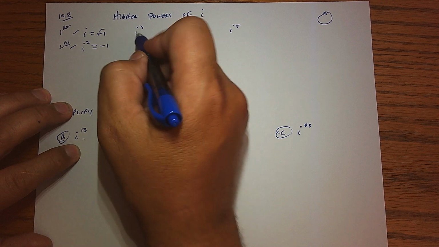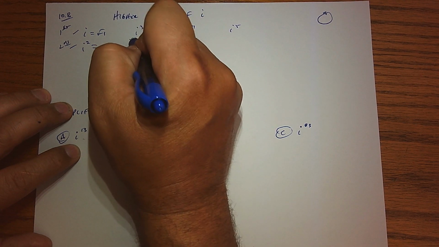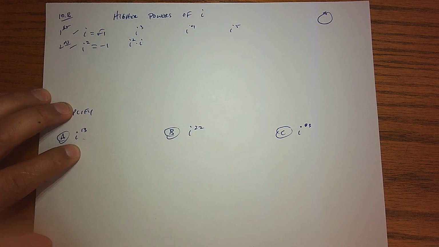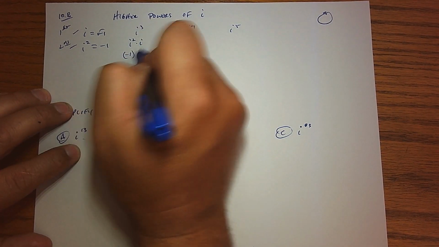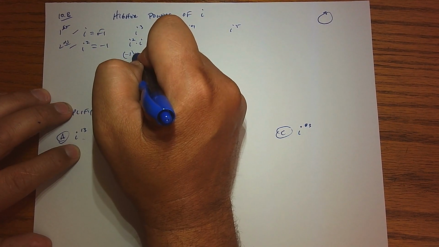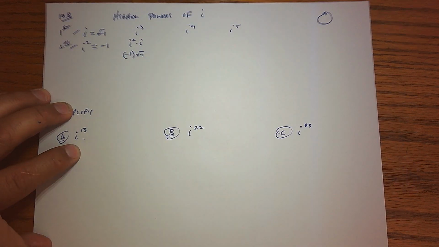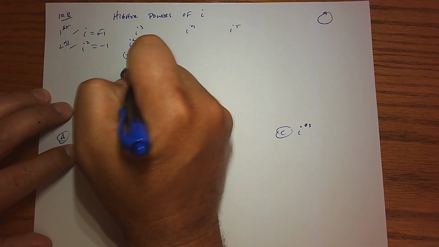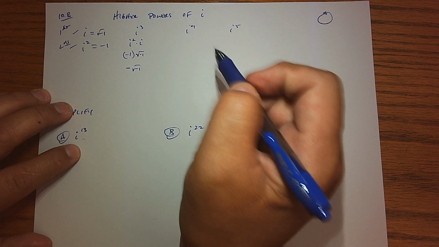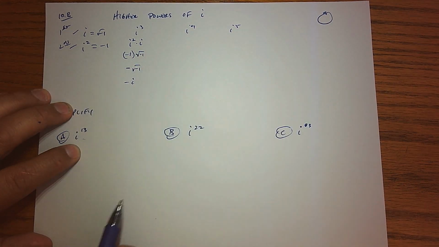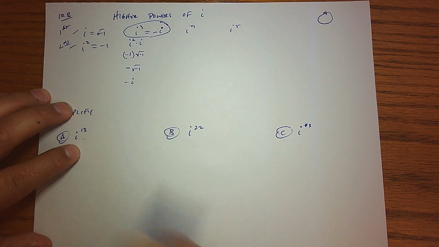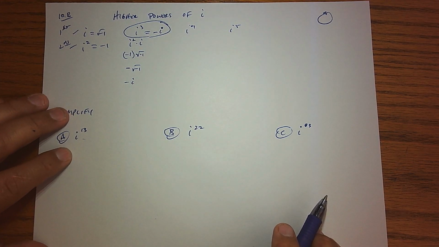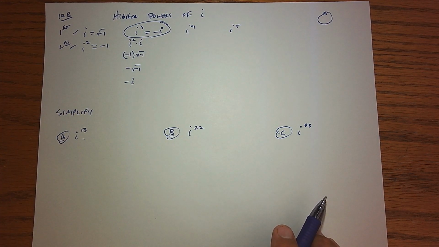So what about i cubed? Well, i cubed breaks up into i squared times i. We know i squared is negative 1, and we know that i is the square root of negative 1. So what we're looking at is negative square root of negative 1, which is negative i. So i cubed is equal to negative i. So there's the third power.